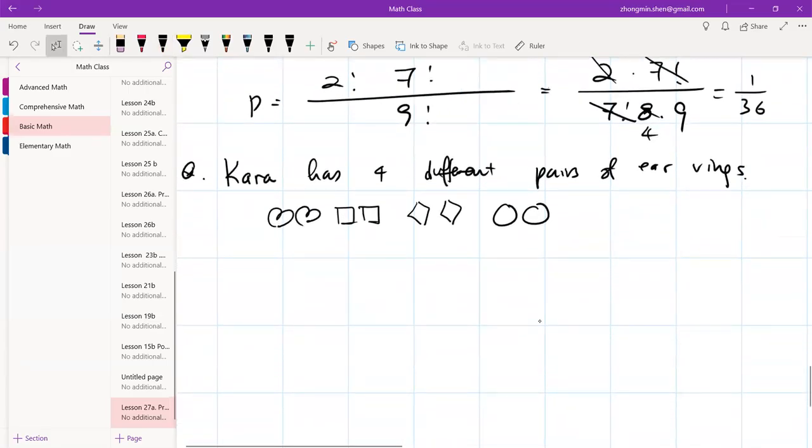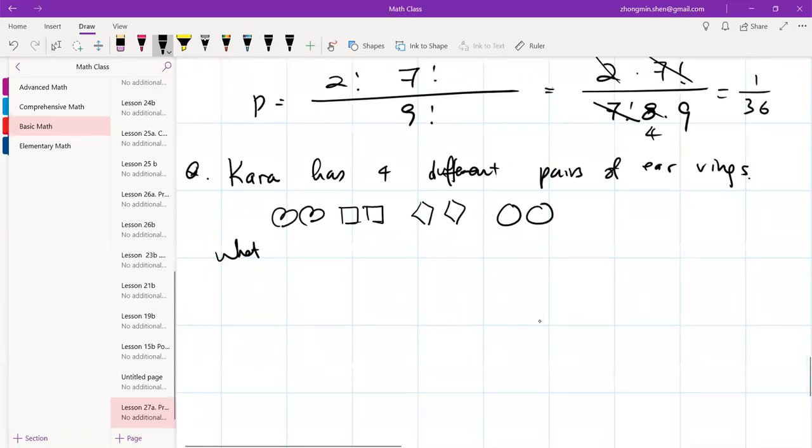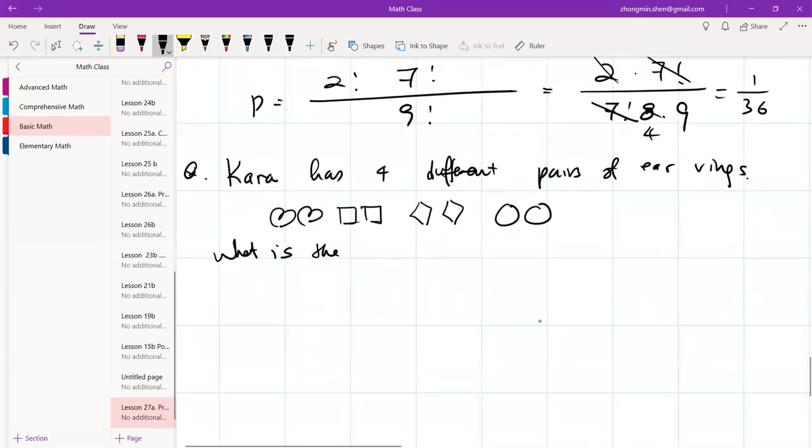They're in the drawer, right? So the question is, if we randomly pick up 2, you cannot tell the difference. What is the probability that 2 randomly selected earrings will be a matching pair?